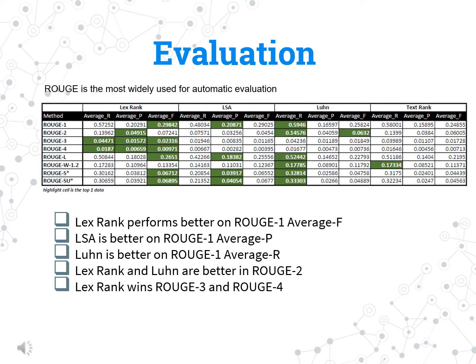ROUGE is the most widely used for automatic evaluation. The test results are: LexRank performs better on ROUGE-1 average F. LSA is better on ROUGE-1 average P. Luhn is better on ROUGE-1 average R, recall. LexRank and Luhn are better on ROUGE-2. LexRank wins ROUGE-3 and ROUGE-4.